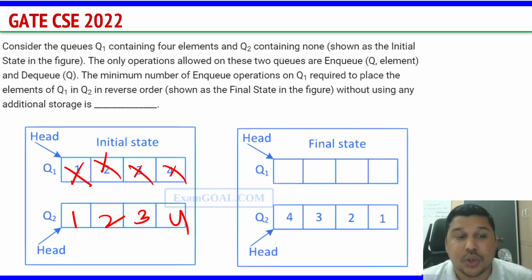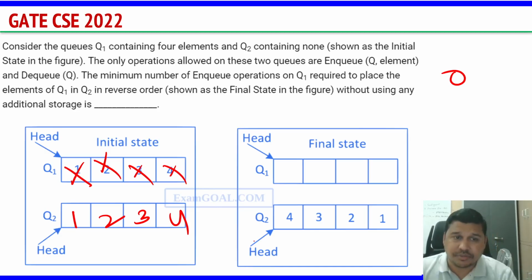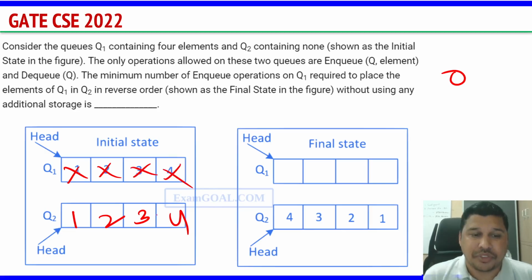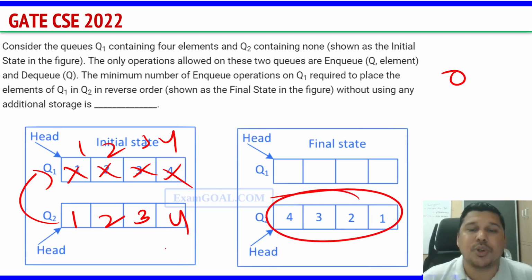So what can be done here? You cannot use a stack also. And I want 4, 3, 2, 1 order. That's why in this case, the number of NQ operations is 0. Why? It is not possible for us. Even if I delete this 4, this is the order which I am going to get in Q2, 1, 2, 3, 4 only. Again, if I keep pushing the elements into Q1 from Q2, same thing, 1, 2, 3, 4 goes here. It is not possible to get this order with NQ and DQ operations.